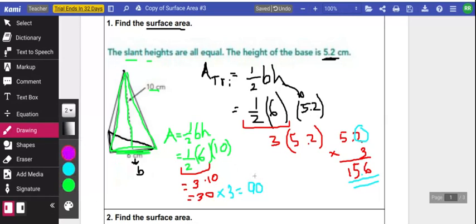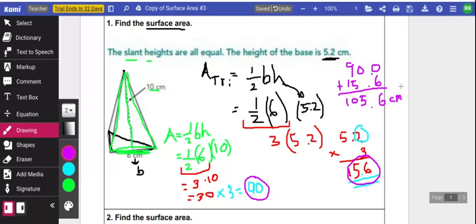Okay, so final step here is to take the area of all my triangles and add them to the area of my triangular base. Okay, so I have 90, or I could put 90.0, plus 15.6. Line my decimals up, and I bring the decimal straight down into my answer, and I would get 105.6, and this is centimeters squared. Okay, that is the surface area of this triangular pyramid.